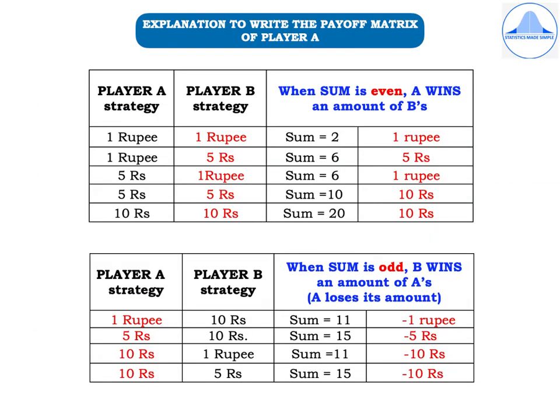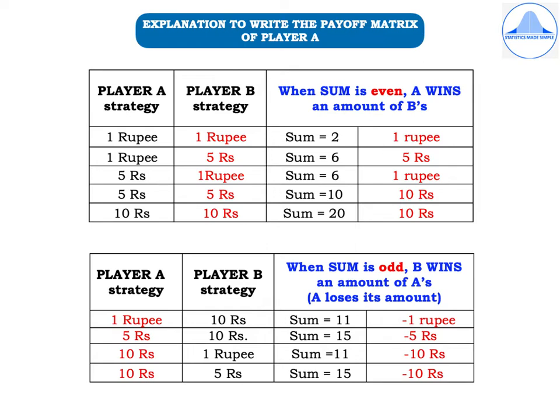I will now explain how to write the payoff matrix of player A. In the first table, in the first column, I have player A. The strategies are 1 rupee, again 1 rupee, 5 rupees, 5 rupees, and 10 rupees. Player B's strategies are highlighted in red color, which are 1 rupee, 5 rupees, 1 rupee, 5 rupees, and 10 rupees. I have written it in this order because the sum should be even. So in the third column, we have, when sum is even, A wins an amount of B's.